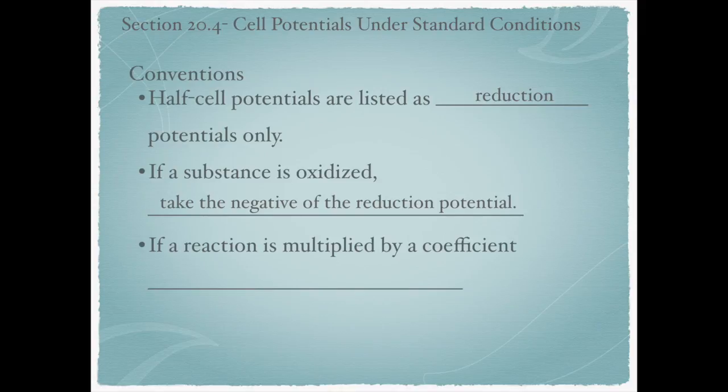And the last piece of information, which is the only new thing that I'm introducing in this lesson, is if a reaction is multiplied by a coefficient, you do not multiply the cell potential. This isn't really an issue yet because we haven't worked with some concepts where you do multiply or raise values based on coefficients, but for these, you ignore the fact that you are multiplying them by a coefficient. So let's look at an example.